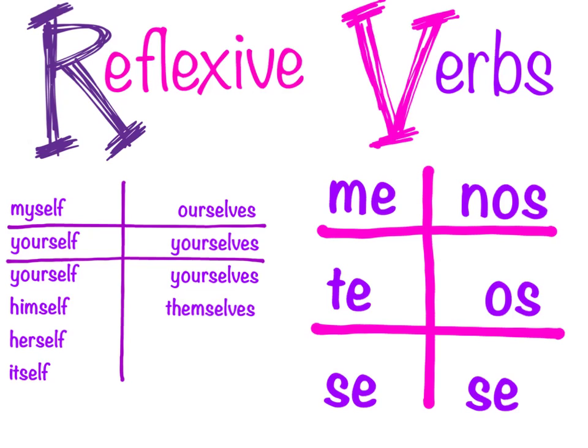If you look at these two charts, you can see that me directly relates to myself, te to yourself, se to yourself for usted, which is you formal. Se also relates to himself, herself, and itself. Nos, for nosotros, relates to ourselves. Os relates to yourselves for our informal you all or y'all. Se relates to yourselves for ustedes, or you all. And then se relates to themselves for those guys, those girls, or them.